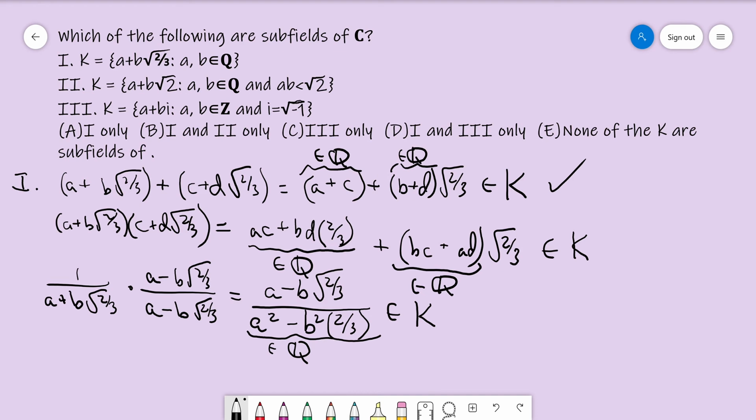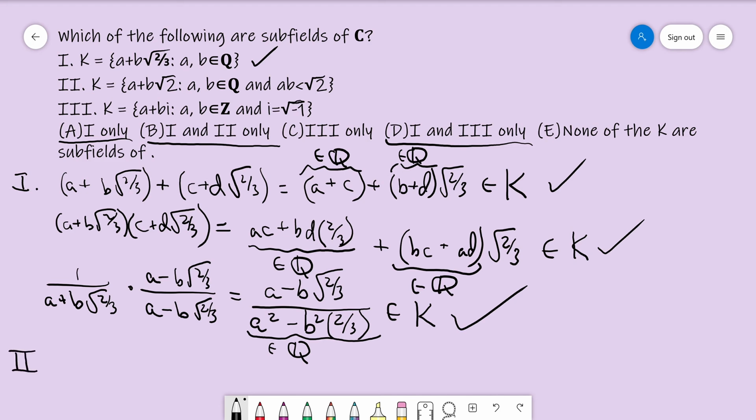All right, well, let's move on. So we can say that the first set is definitely a subfield. So the answer is either A or B or D. Okay, so now we have to figure out, is 2 or 3 a subfield?